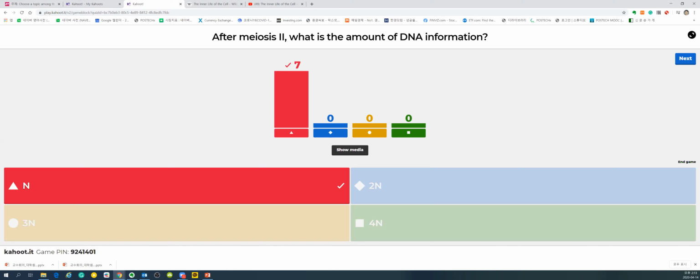Clear, Dong? Not clear enough? I'll study it myself. Okay, after this, I will explain one more time. So let's solve the last problem.